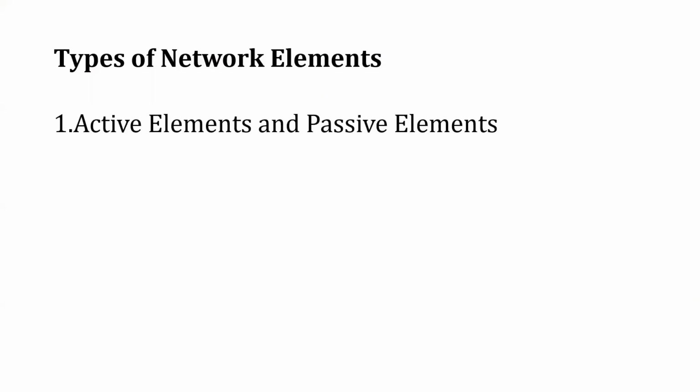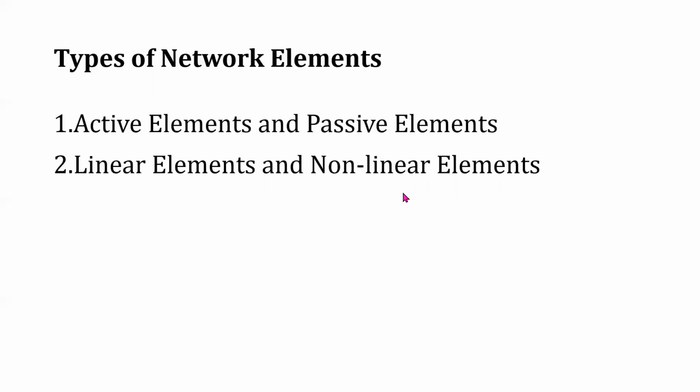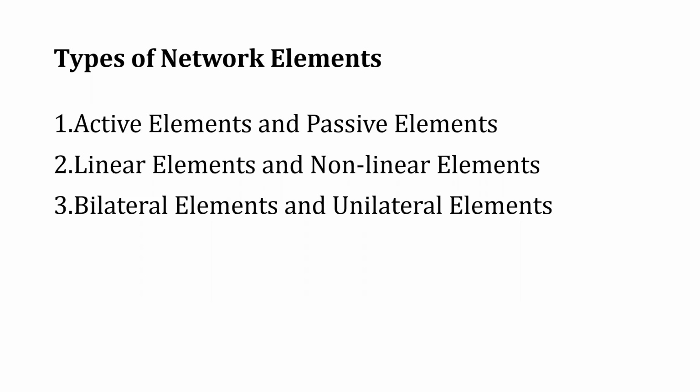In the next class, we will discuss the types of network elements, where we cover active and passive elements, linear and non-linear elements, and bilateral and unilateral elements. Okay. Do you have any doubts?